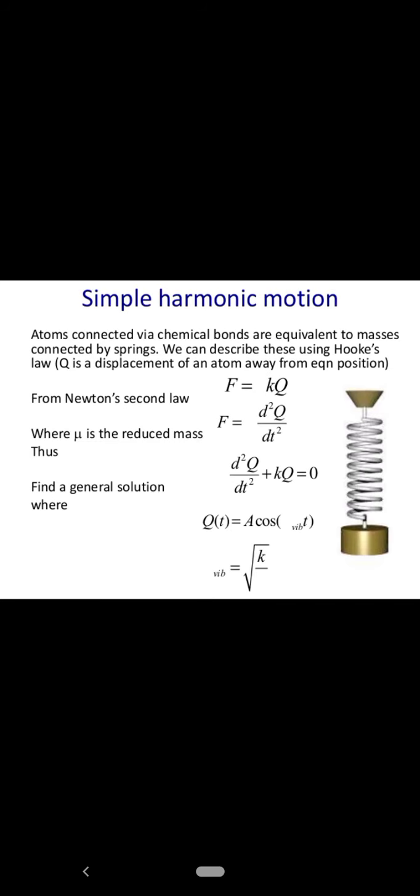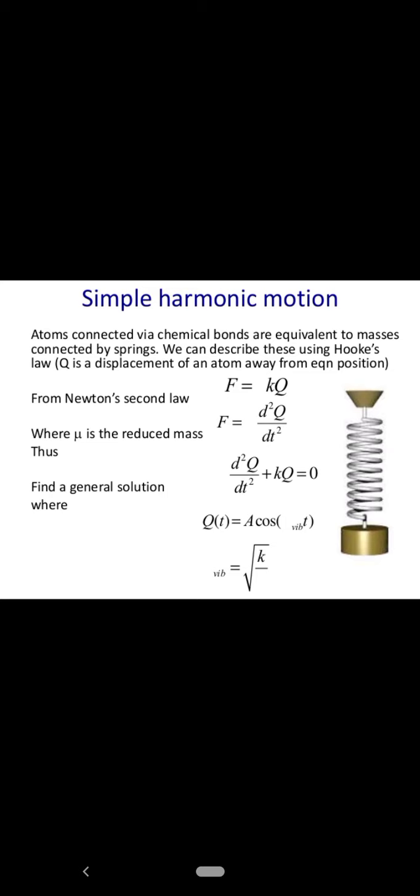First, let's understand the simple harmonic motion of atoms. Atoms are connected via chemical bonds, which are equivalent to masses connected by springs. We can describe these using Hooke's law. Here Q is the displacement of an atom away from its equilibrium position. So from Newton's second law, we can write F = -kQ, and F = m d²Q/dt².